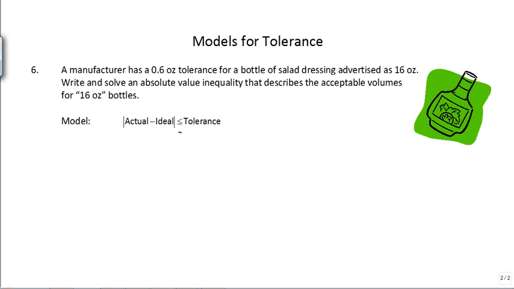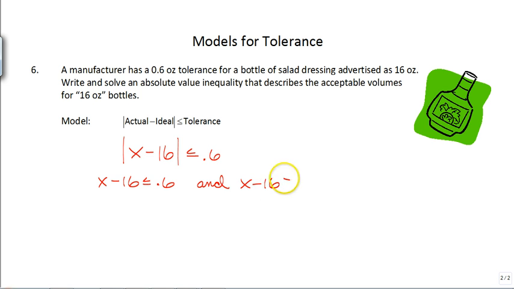So you have to take what you know, and we don't know what the actual is for every single bottle that's ever made, but the ideal is a 16-ounce bottle, and that has to be less than or equal to a tolerance that they have set as 0.6 ounces. And now you just have to solve. So we have x minus 16 is less than or equal to 0.6, and x minus 16 is greater than or equal to -0.6.